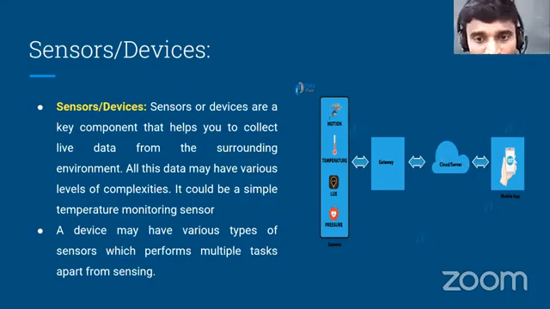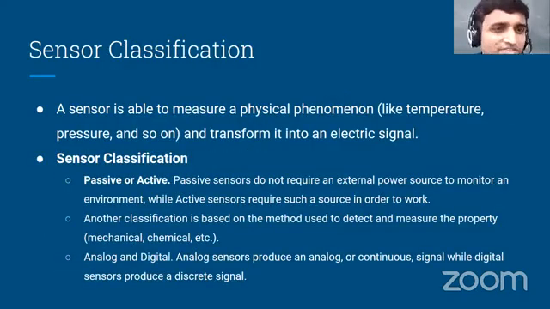So sensor is one of the core parts of IoT. That means you just want to capture all the data. In simple layman language, what is a sensor? A sensor is able to measure a physical phenomenon like temperature, pressure, and transmit it as electric signals. Some of the classifications we have: passive and active. A passive sensor does not require an external power source and monitors the environment, while active sensors require a power source to work. Another classification method is detecting a property, like mechanical or chemical applications. Some sensors produce analog or digital signals, so that we can discretize the signals that we use in a sensor.